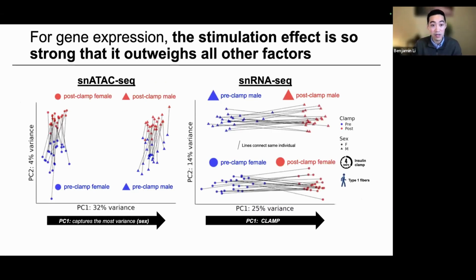So just to put them side by side, on the left, we see the chromatin accessibility, where the most important driver of variance is biological sex, and that outweighs the stimulatory clamp effect. But actually in the transcriptome, the RNA-seq, we see that there's a very strong, very robust effect that is being represented by that stimulatory clamp. And this can really set the stage for, okay, well, if this transcriptome is really changing robustly, what does that mean for how genes are differentially expressed between conditions, and how does the genetic regulation for these genes change between the basal and stimulatory contexts?